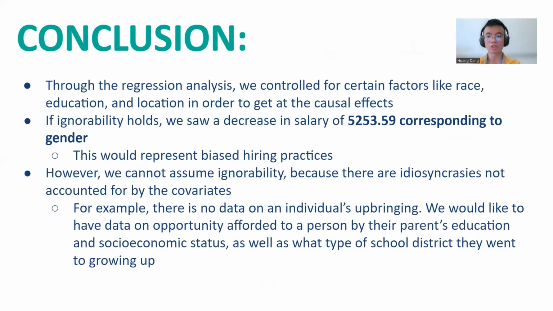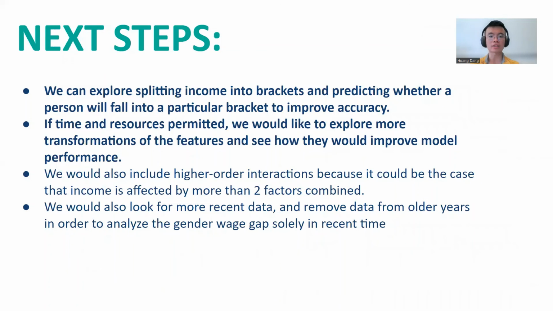In conclusion, once we controlled for all the covariates, if ignorability holds, we saw a decrease in salary of 5,200 corresponding to gender, which would represent biased hiring practices, but we cannot assume ignorability because there are idiosyncrasies not accounted for by the covariates. For example, we would like to have data on the opportunities afforded to a person along their upbringing. These are our next steps.